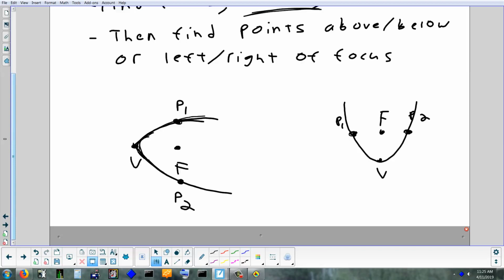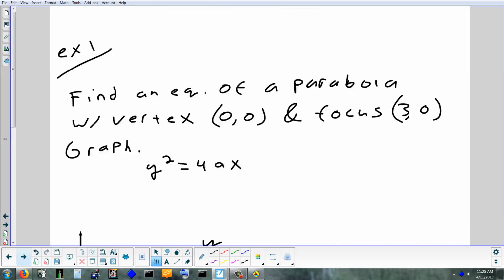Okay, let's look at an example. So, I want to find an equation of the parabola where the vertex is at the origin and the focus is at 3, 0. So the first thing you have to decide is when you look at that chart, you've got 4 different formulas to pick from. You've got to figure out which one of the 4 you have to use.